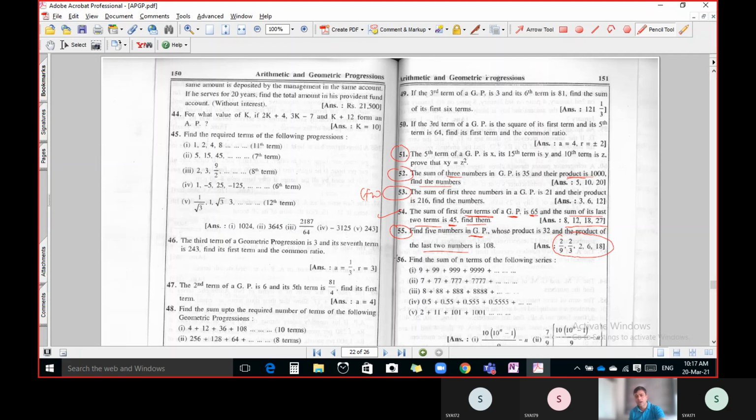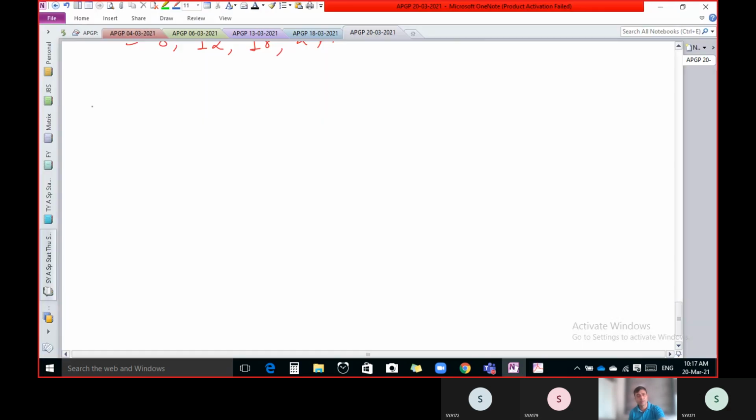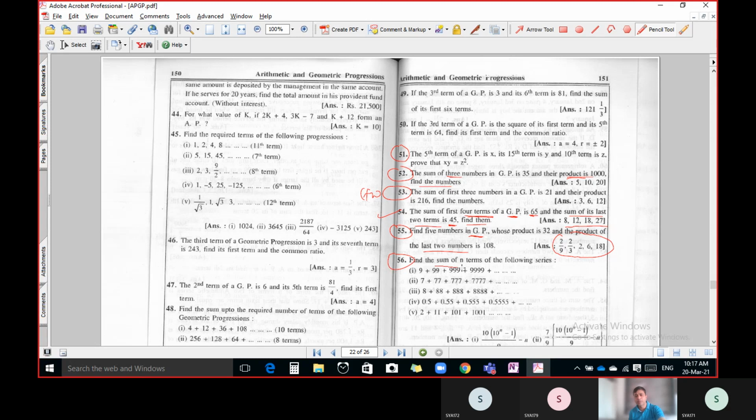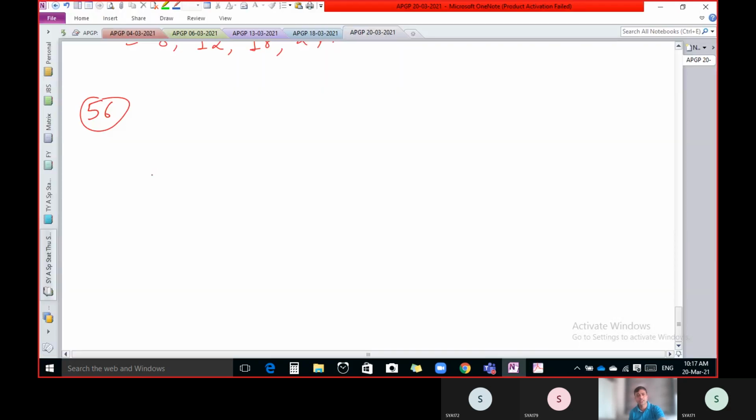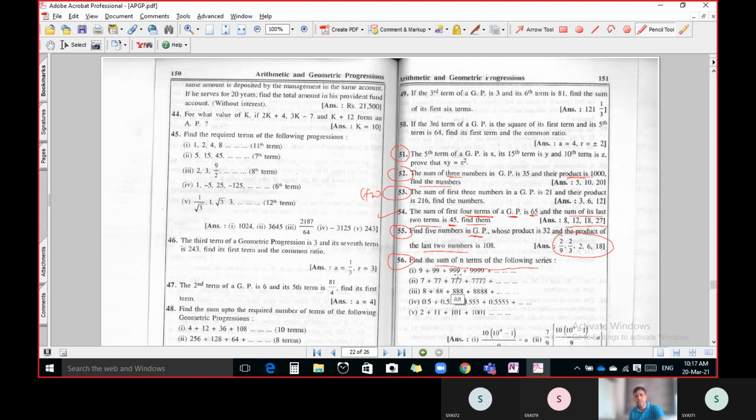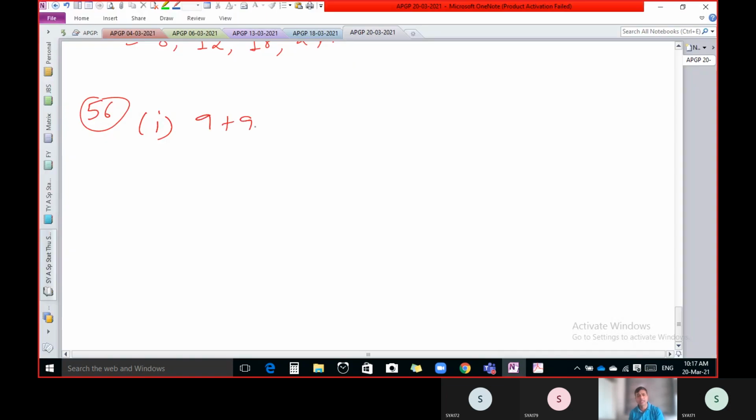Okay. Now this is question number 56. Find the sum of n terms of the following series. The first one, 9 plus 99 plus 999. Now if you observe this, these are special type of questions, a special series. If you observe this, they are neither in arithmetic progression nor in geometric progression.